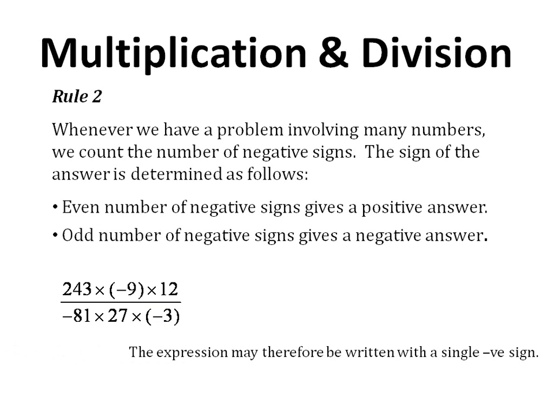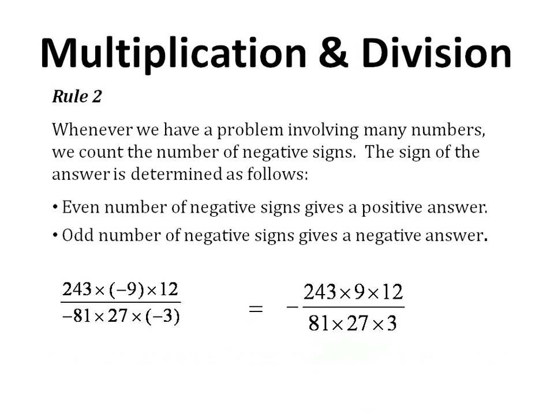The expression may therefore be written with a single negative sign. Now, the answer is going to be negative, so we cannot neglect any sign at all. We have to include that negative sign, so we may just indicate that the answer is going to be negative by including a single negative sign in the next step. And of course, we may reduce the fraction, and the result is going to be negative 4.